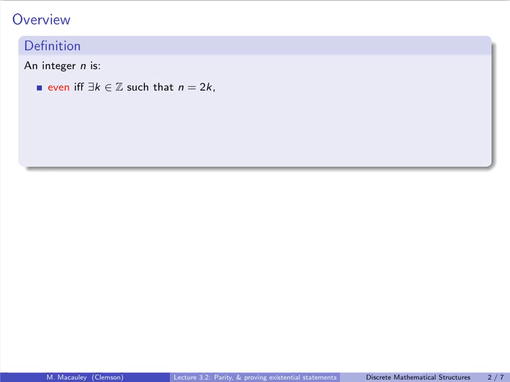So, an integer n, as you certainly know, is even if and only if there exists an integer k such that n is equal to 2k. And it is odd if there exists a k such that n equals 2k plus 1.